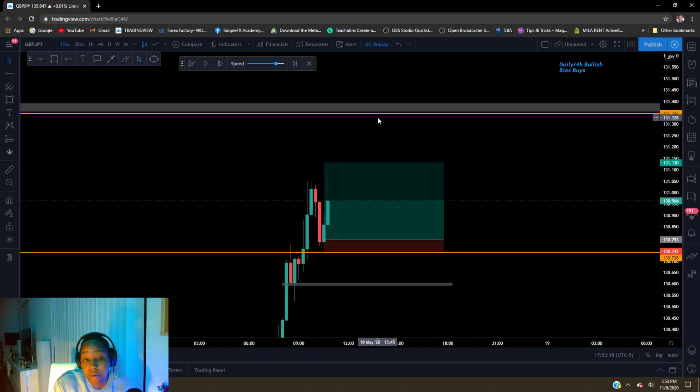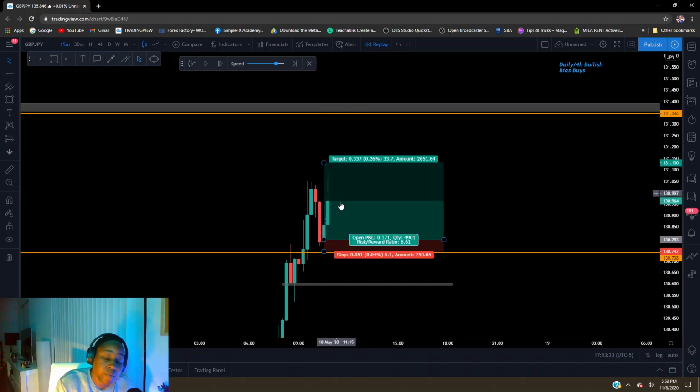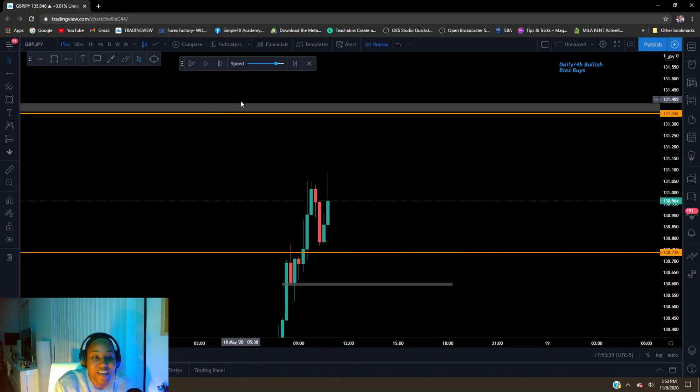Should price continue up here? We don't know what's going to happen. But if price comes up and retraces again, guess what? We're going to look for the same setup again. All right, so let's close this out and see what happens.